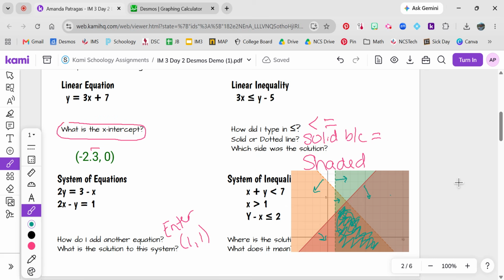So that is just a refresher on how to graph equations and inequalities and how to interpret them using Desmos.